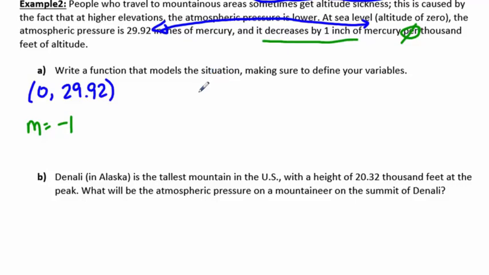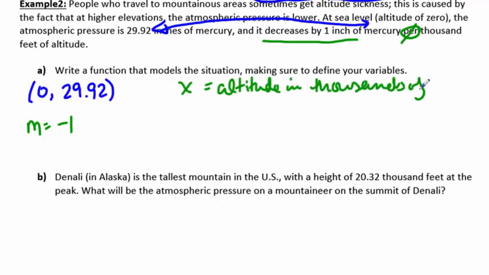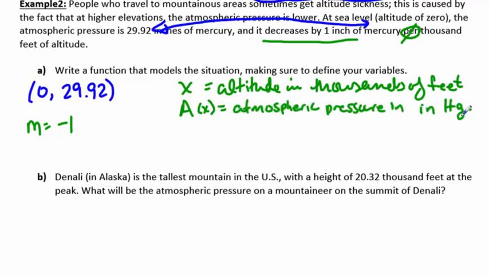So I need to make sure I define my variables again. My independent variable is going to be thousands of feet. Let's just go ahead and use x for that. So x is the altitude in thousands of feet. And the dependent variable is going to be the atmospheric pressure, so we'll use A. We're going to make this a function, so we're going to say A of x is the atmospheric pressure in inches of mercury. I just used the chemical element for mercury, Hg. You can write the word mercury if you prefer.